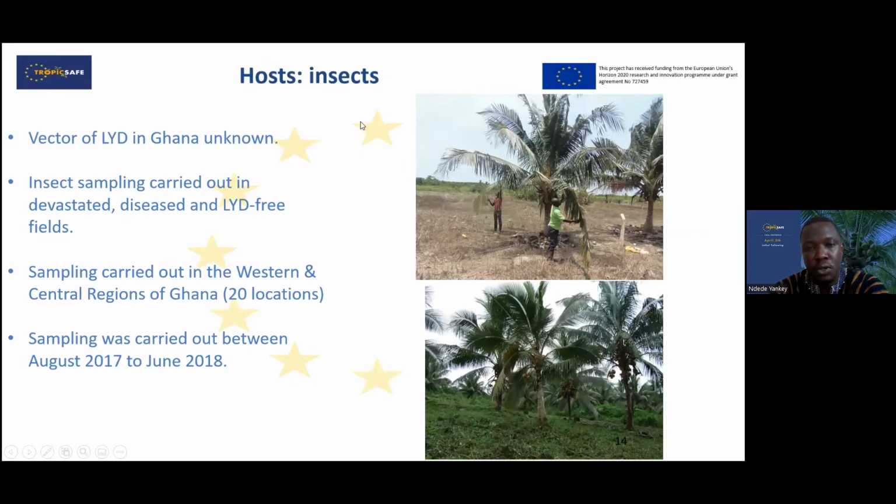Now for insect hosts, the vector of LYD in Ghana, like in many other places, is not known. In this project, we have done insect sampling from devastated, diseased and disease-free fields. And we have carried out this sampling in 20 locations. Sampling has been done between August 2017 to June 2018. So this, for example, is a devastated field we have collected insect samples from, and this is a disease-free field we have collected insects from.